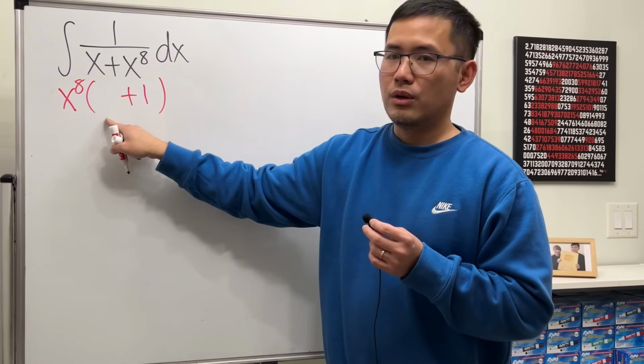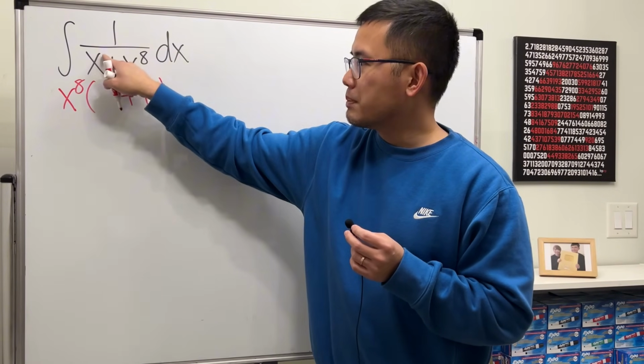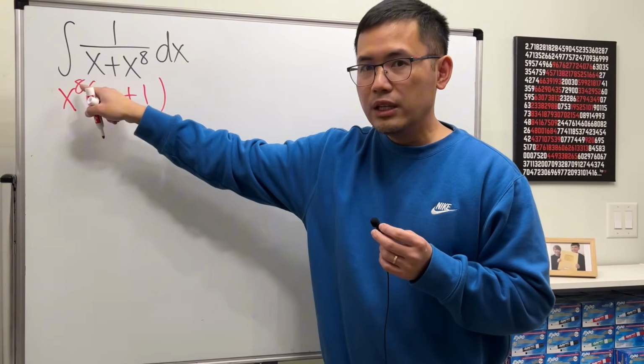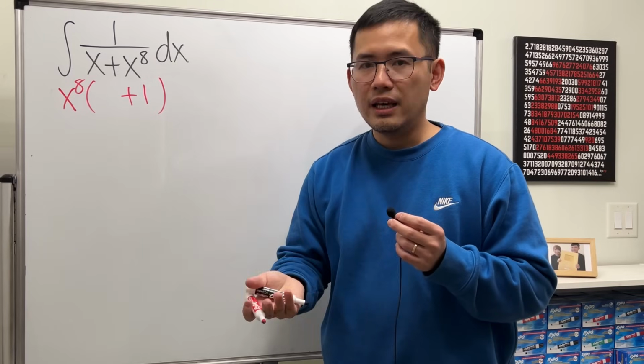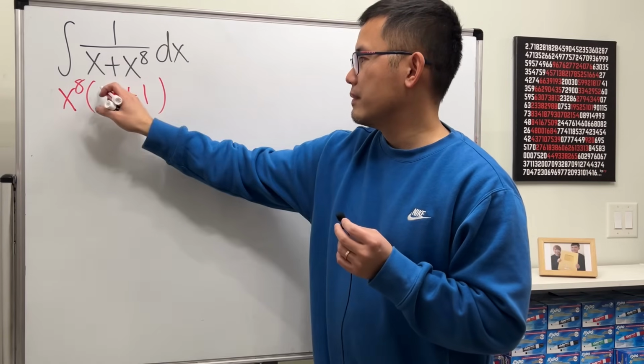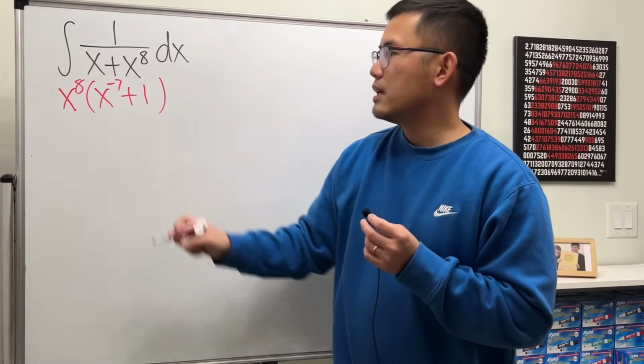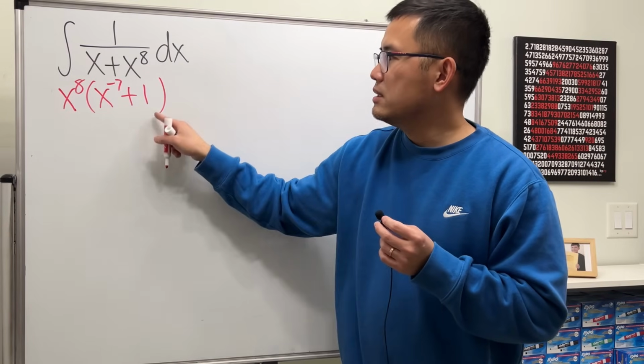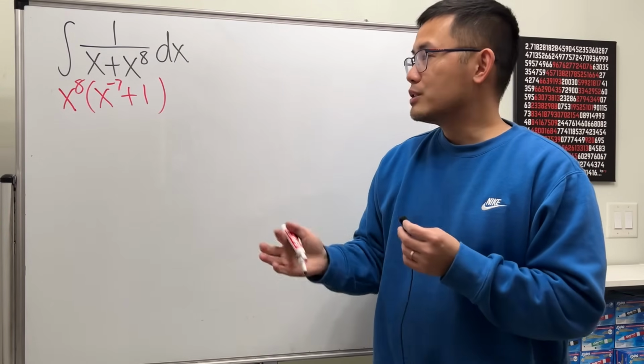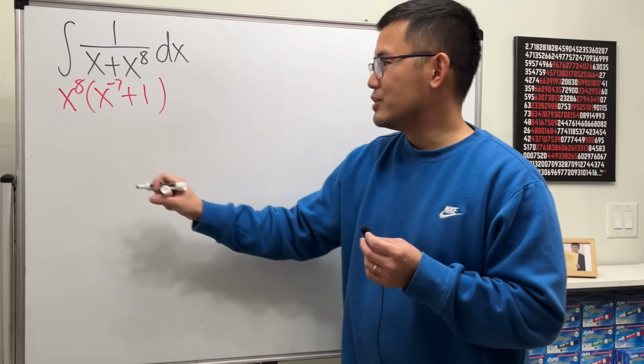But what will this be though? Well, this is x to the first power. We took out 8 of them. Just do 1 minus 8. We get negative 7. That goes inside. If you multiply this in, you get that back. So what good does this do though? Well, let me show you.